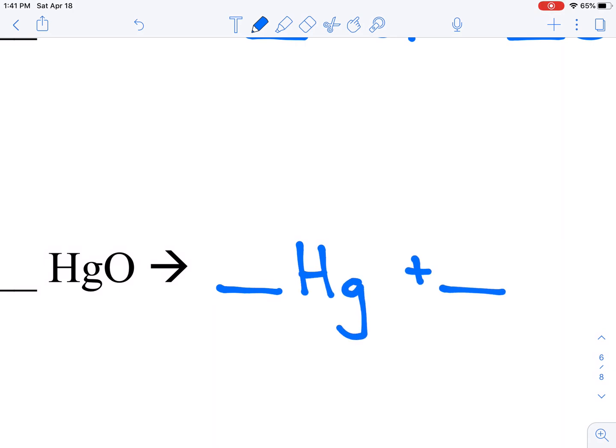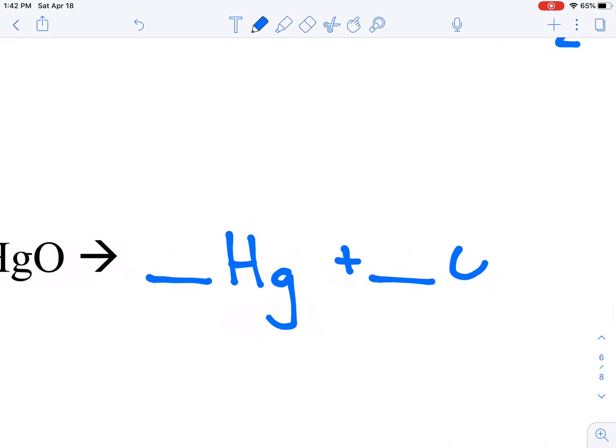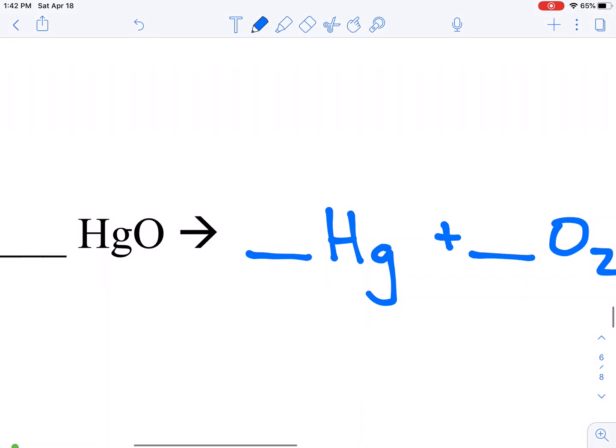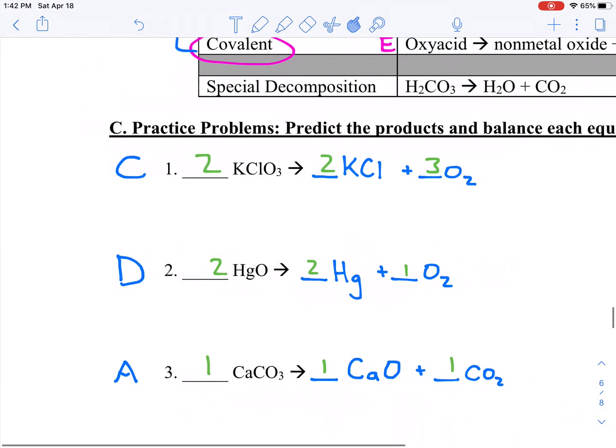Mercury is not a diatomic, but oxygen is part of Brinkelhoff, which is the diatomics, so it needs a 2 next to it, which means we need to balance. We have 2 oxygens on the right, let's get 2 on the left, but that also changes the mercury, so 2, 2, 1 balances for us.